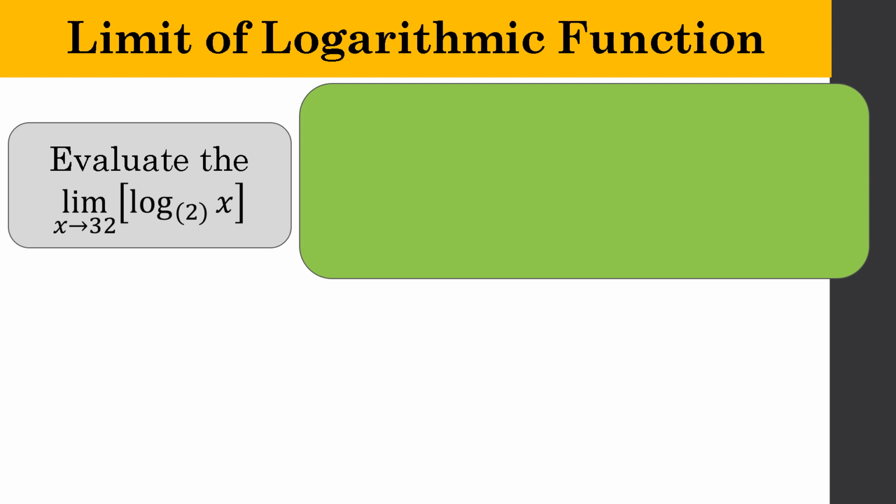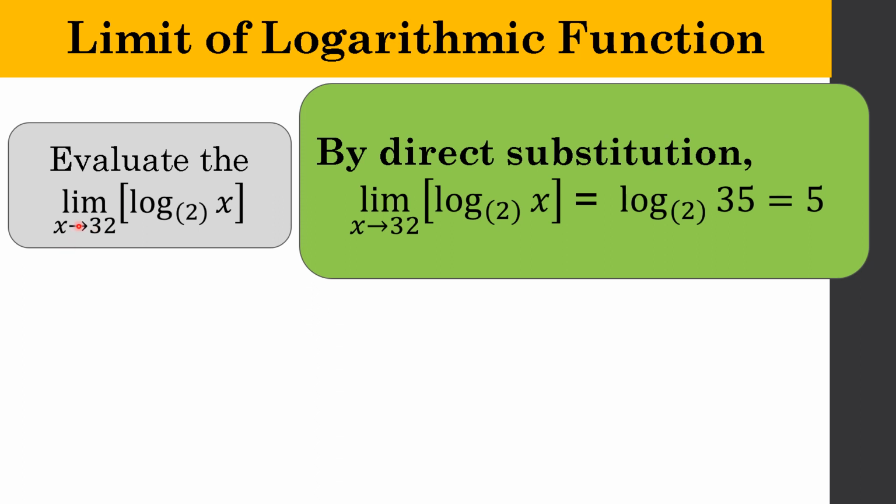Let's say, for example, evaluate the limit of logarithm log of x to the base 2 as x approaches 32. Kung ganito yung mga cases natin, that merong value for your c, direct substitution yung gagamitin natin. So by direct substitution, lahat ng x magiging 32. Thus, log of 32 to the base 2 is equal to 5. And 5 is the answer for this limit of this function as x approaches 32.